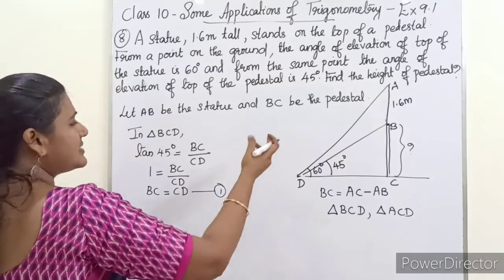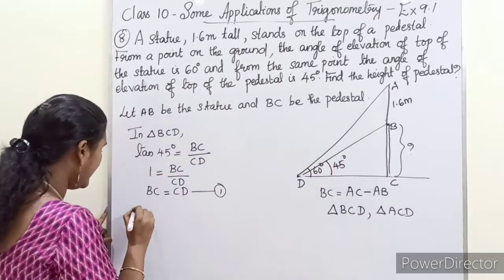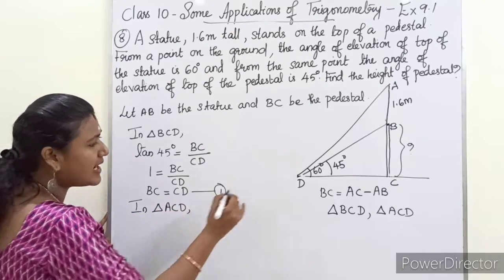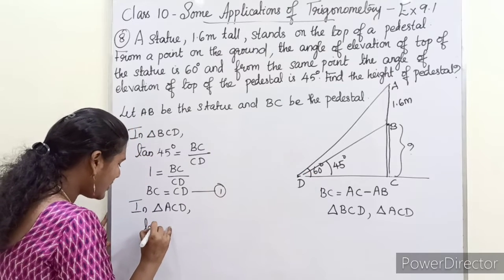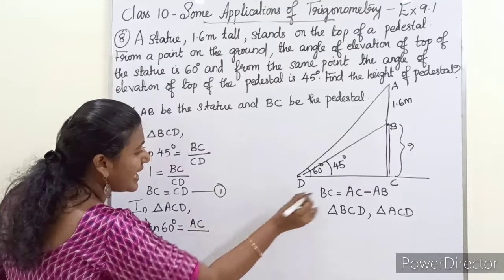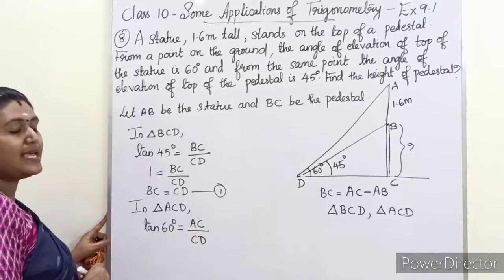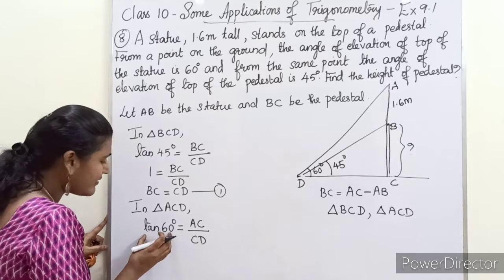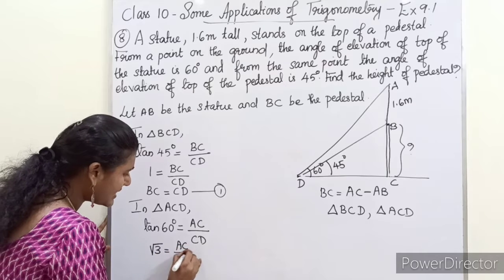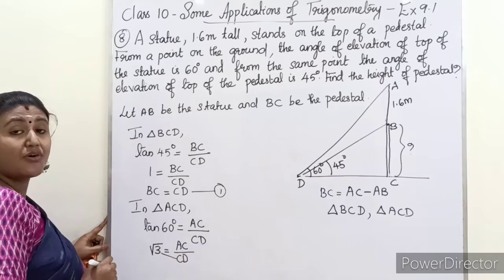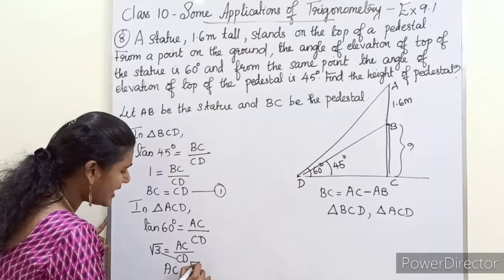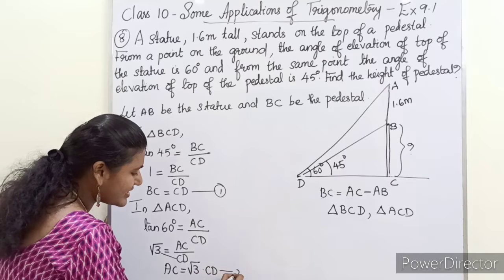Okay, now we will consider the second right angled triangle, that is in triangle ACD. So in triangle ACD, here the angle is 60 degree. So tan 60 degree is equal to opposite side AC by adjacent side CD. So AC by CD you will get. Now what is the value of tan 60 degree? That is root 3. So root 3 is equal to AC by CD. Now we'll do cross multiplication. So you will get AC is equal to root 3 into CD. So this is our second equation.